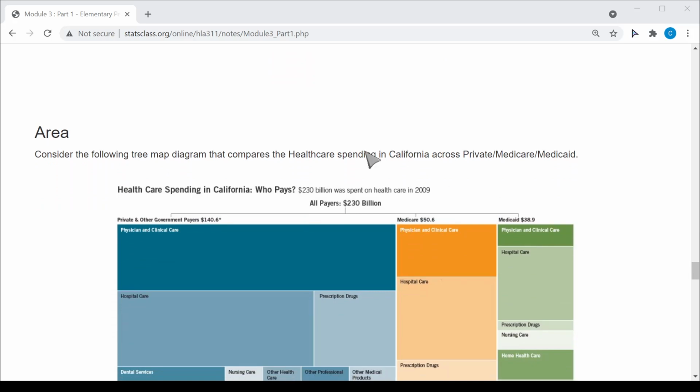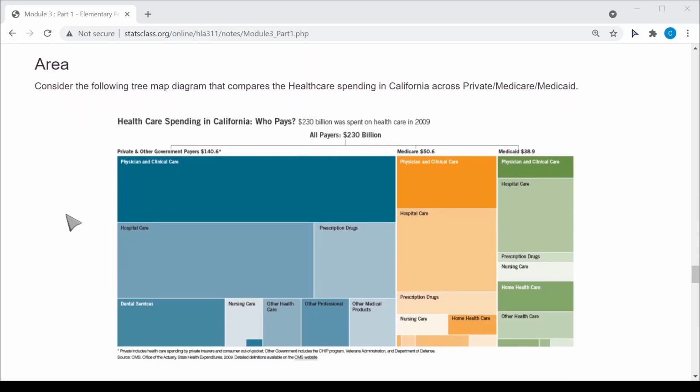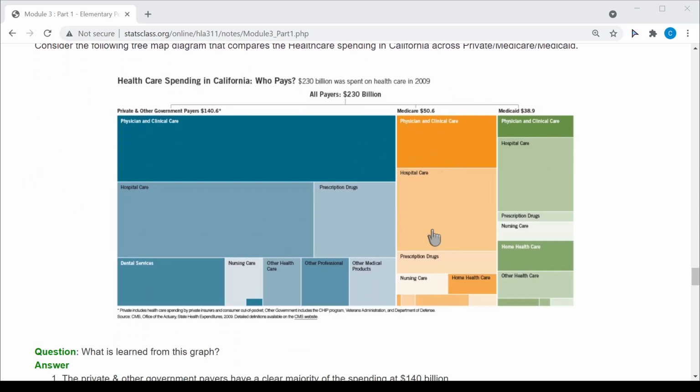Okay, how about the last one that I'm going to be talking about, area. So this here is called a tree map. Okay, I have information about healthcare spending in California. This first bluish set of boxes is for private or other government payers. This orange color here is for Medicare, and then the green on the right is for Medicaid. So the blue boxes kind of go together. We call that a similarity principle. The orange boxes kind of go together and the green boxes go together.